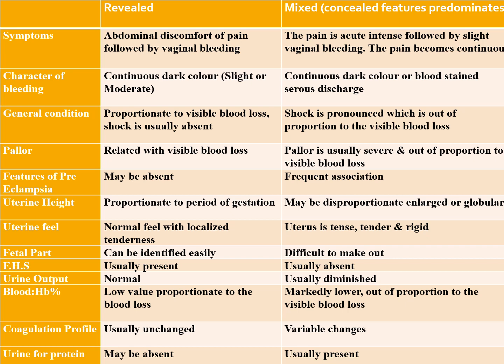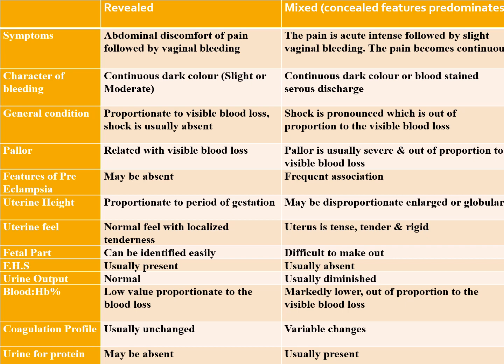Second thing, the characteristic of bleeding. In revealed type, the bleeding is continuous and it is dark in color. The bleeding can be slight or moderate. Whereas in mixed and concealed, the bleeding is continuous, dark in color, or blood stained serous discharge. So here, in both the places the bleeding is happening, whereas in the first one it is always dark blood, and in the mixed and concealed type it can be blood stained serous discharge as well.